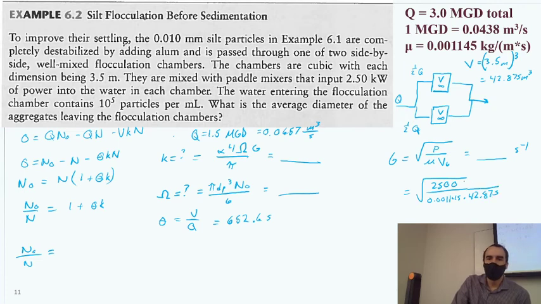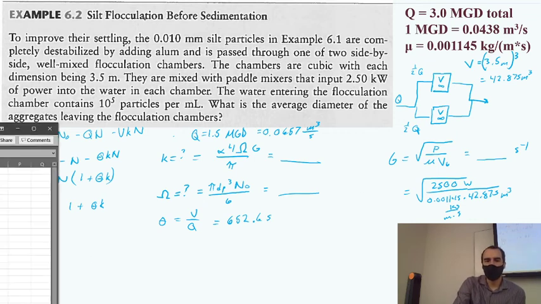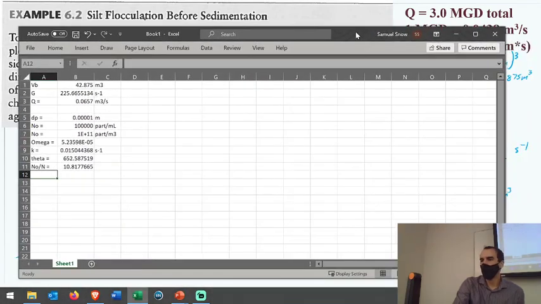It'd probably be good to put in the units here. This is watts. This is kilograms per meter second, and this is in cubic meters. So if you solve that, you should hopefully be getting that 226 number. That's how I solved it in Excel here. That's what that number was coming from. Does that make sense? Were there any issues with that?